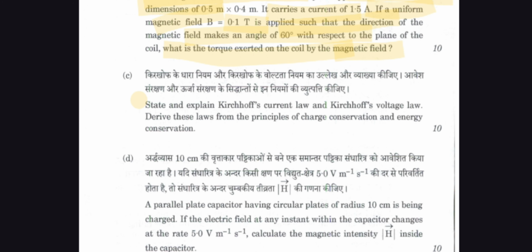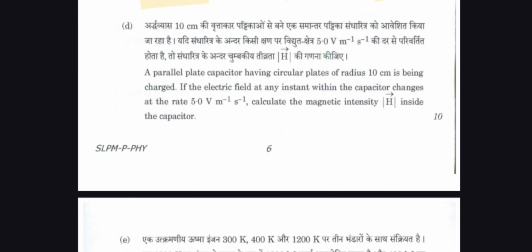Question number C. State and explain Kirchhoff's current law and Kirchhoff's voltage law. Derive the laws from the principle of charge conservation and energy conservation. Question number D. A parallel plate capacitor having circular plates of radius 10 cm is being charged. If the electric field inside the capacitor changes at the rate of 5.0 volt per meter per second, calculate the magnetic intensity H inside the capacitor.